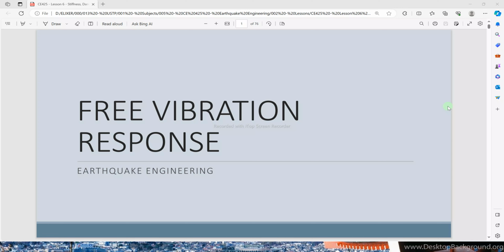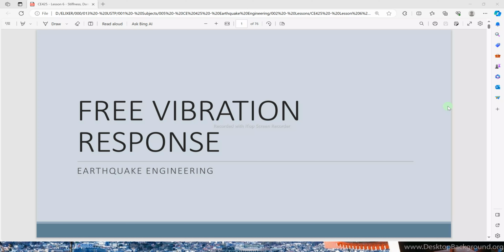Last time we tackled the equation of motion of a single degree of freedom system or structure. Later on, we tried to solve the equation of motion for the free vibration response of an undamped single degree of freedom system. And then we also tried to solve the equation of motion for a single degree of freedom system where we consider damping.